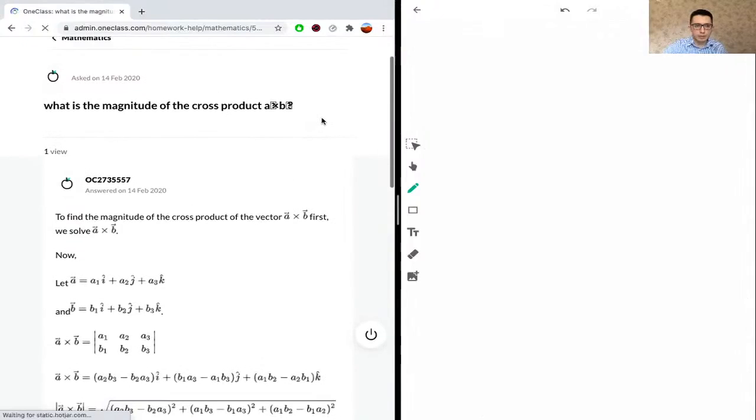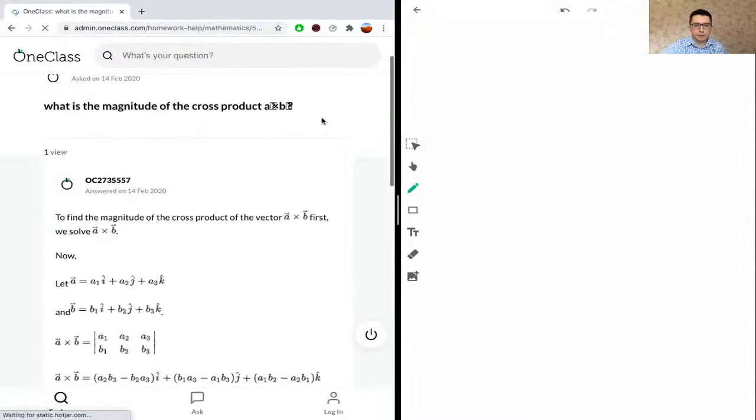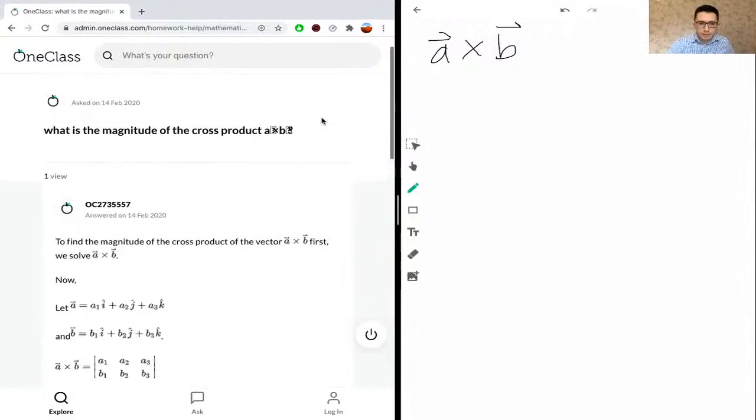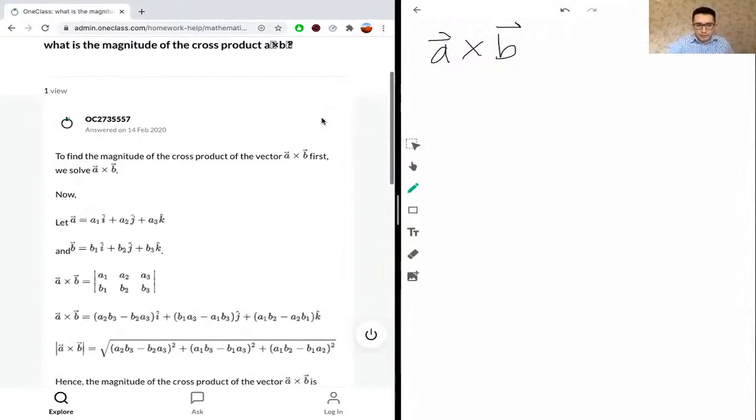So here we're asked, what is the magnitude of the cross product A cross B? By putting the arrow on top of each variable, we're classifying these as vectors. For each vector in a 3D plane, there are three components: the x, y, and z. So we can define this for each component.